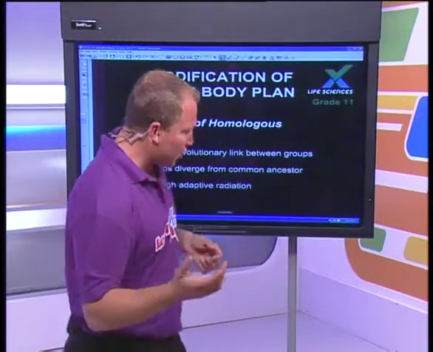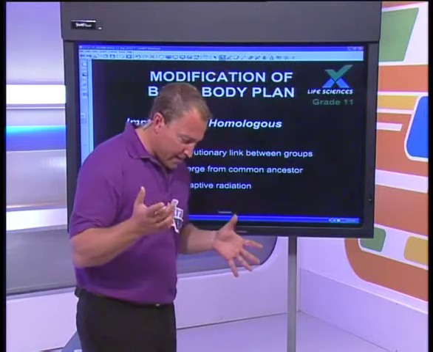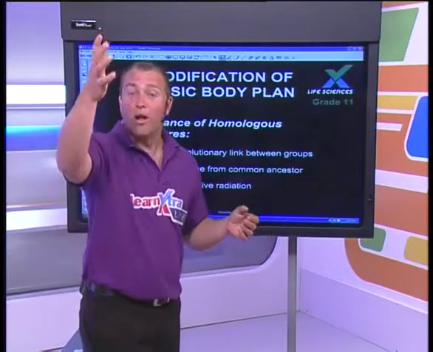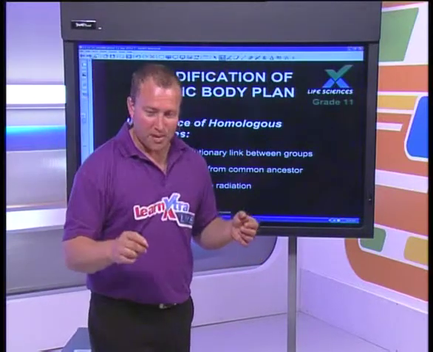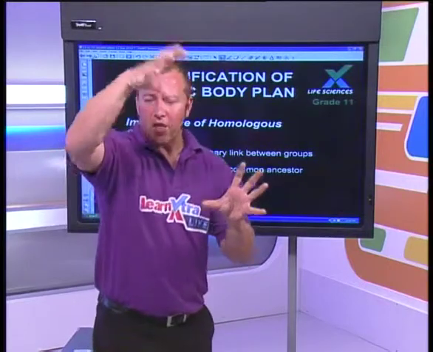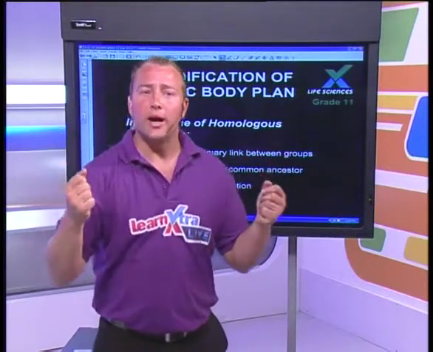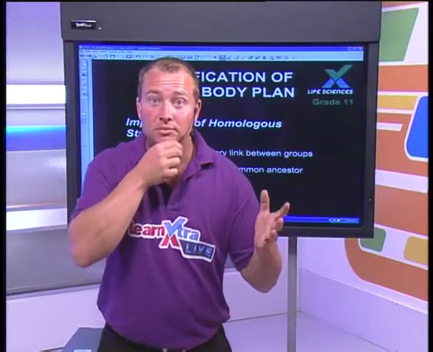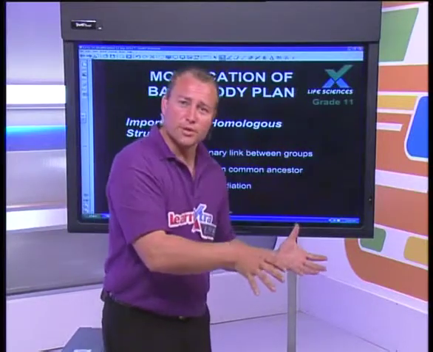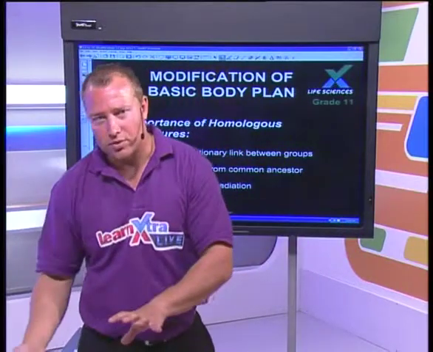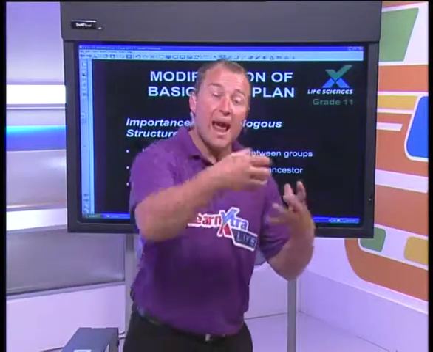If we look at it, there was a nice question one year in the grade 12 question paper. It's all about the thorns on a cactus. They never used to have thorns, and now all of a sudden they have thorns. The reason they have thorns is because they adapted.